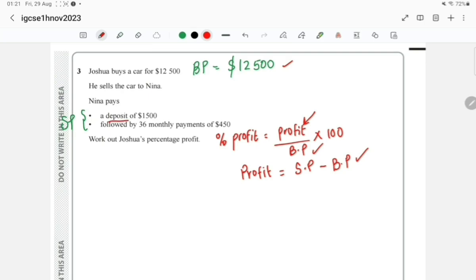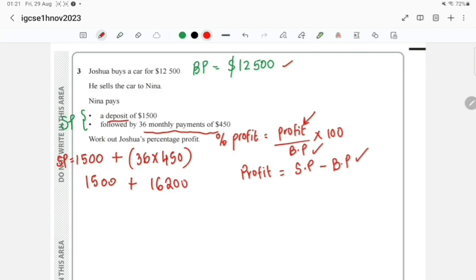Nina pays a deposit of 1,500, followed by 36 monthly payments of 450. So 1 month is 450, and 36 months would be 36 multiplied by 450, right? 36 multiplied by 450 gives you 16,200. Add that to the deposit, which was 1,500, and this gives you $17,700. This is my selling price.